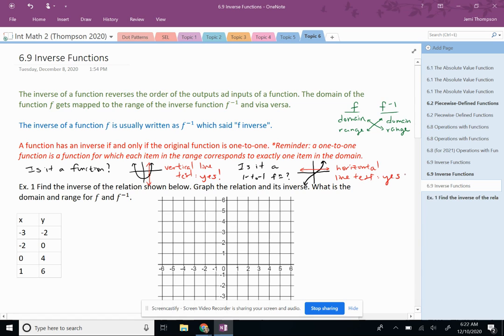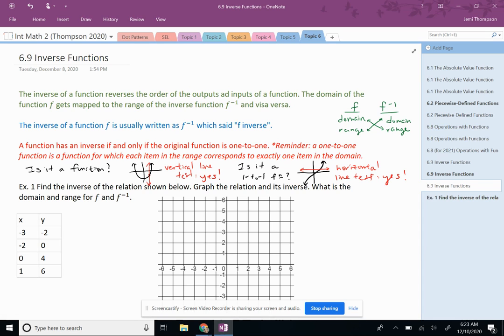Going over the vocabulary again, in order for it to be a function, it means that for each x value, I only have one y. For it to be a 1-to-1 function, it means that it is a function where each y value has only one x. So it has to go both ways.